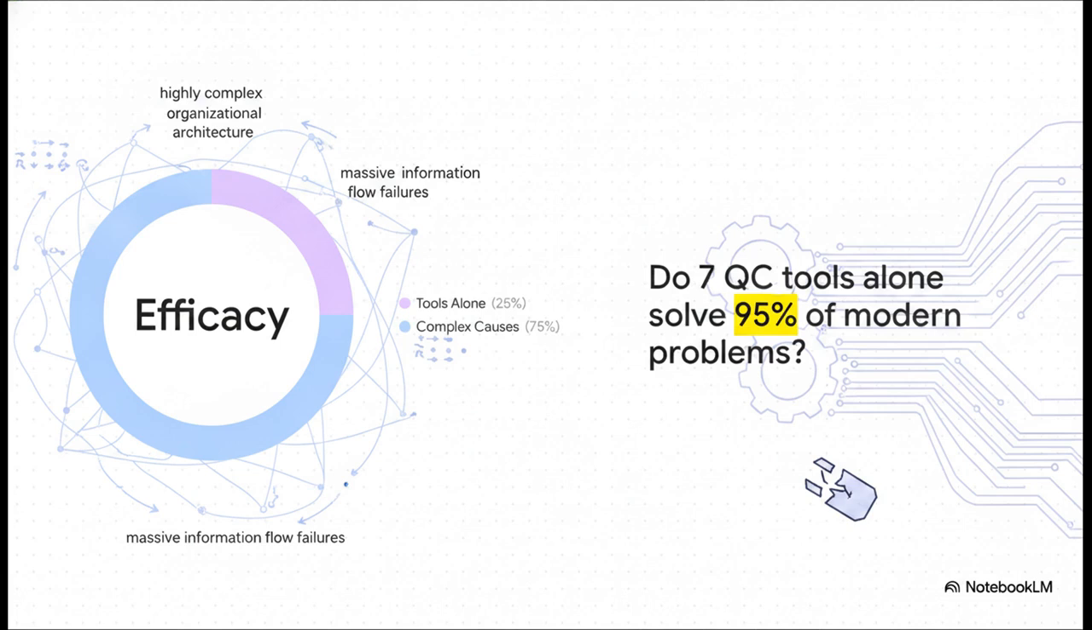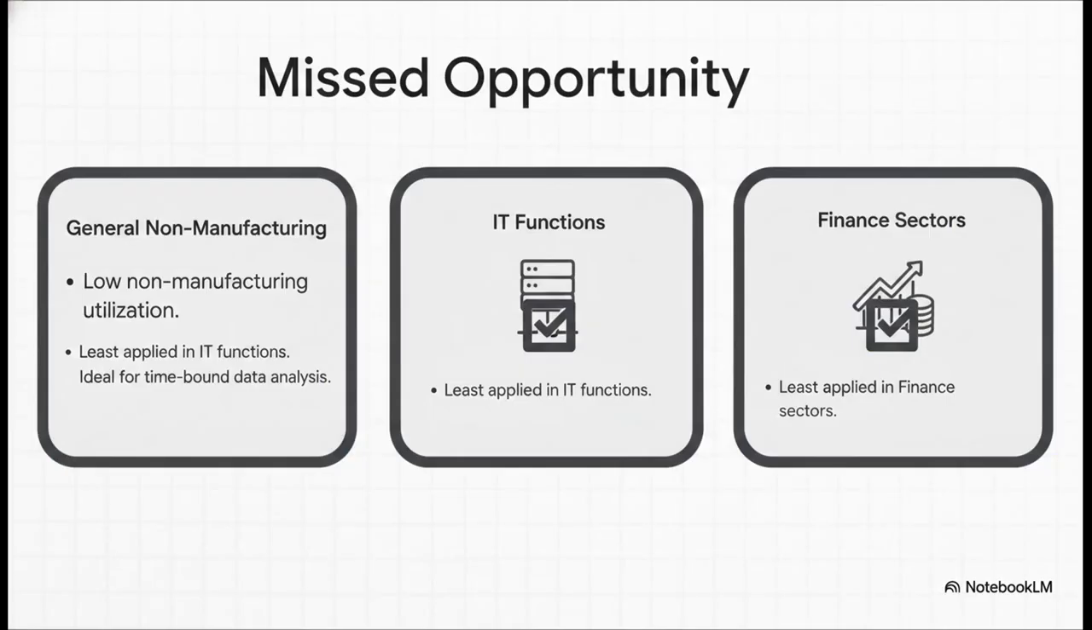Why is that? Mostly because modern business issues often stem from highly complex organizational architecture and massive information flow failures, rather than just physical widgets breaking on an assembly line. But the big takeaway here is the massive missed opportunity. That Galway study found that control charts are vastly underutilized outside of production environments. They are the absolute least applied tools in IT and finance functions.